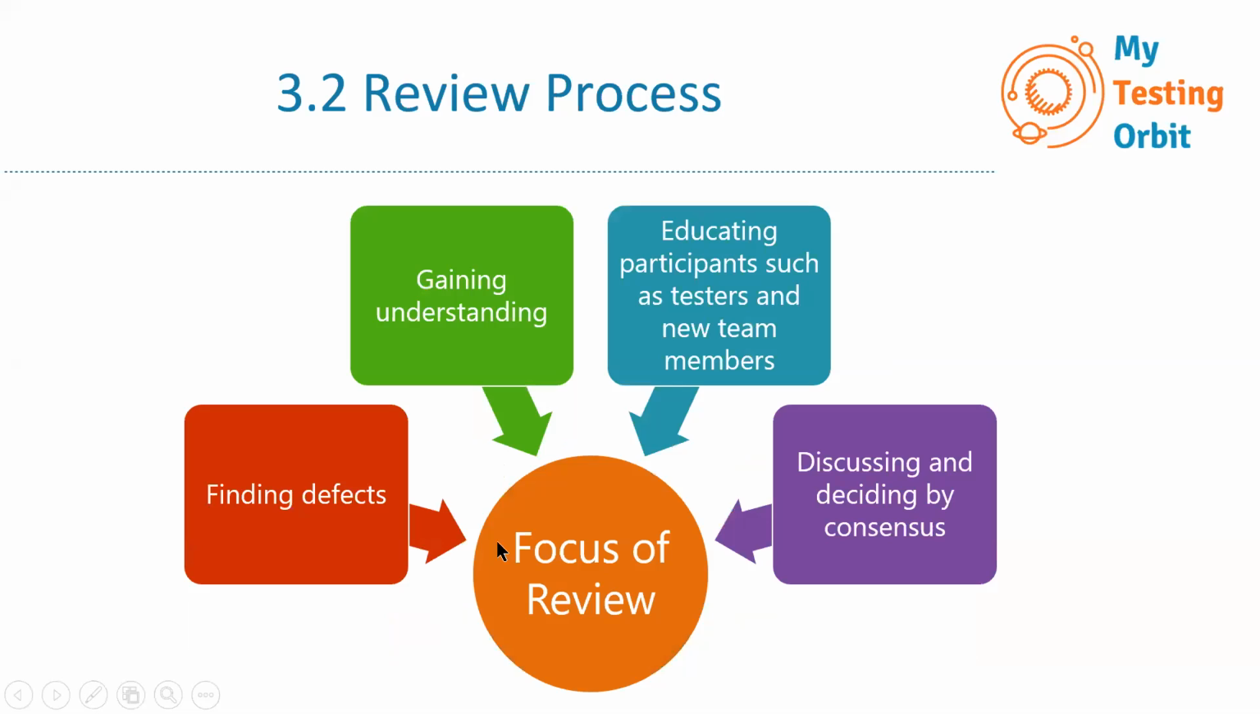Next one is now the focus of review. We have covered that there are two kinds of review processes. Then we also went through the factors. Now we will go through the focus of review, that is, what this activity of review focuses on. It focuses on these four things. First of all, finding defects, because that's the purpose we are fulfilling in static testing. We have to identify defects in whatever work products we are reviewing.